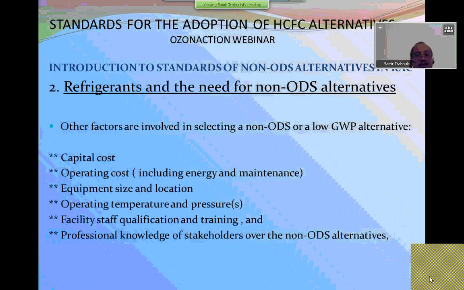In order to move from ODS into non-ODS, and hence now into low global warming potential, any alternative will go through a process of identifying the capital cost, operating cost, and then what would be the implication on the refrigeration system as far as equipment size is concerned, the qualification of people who are going to handle the new refrigerant, and also stakeholders. Stakeholders should be educated, should be aware of the new refrigerant and whether it will be acceptable to them financially, and whether safety is also guaranteed in that case.